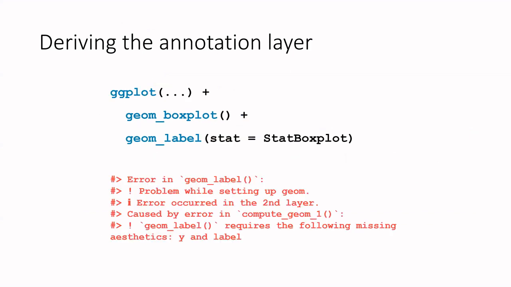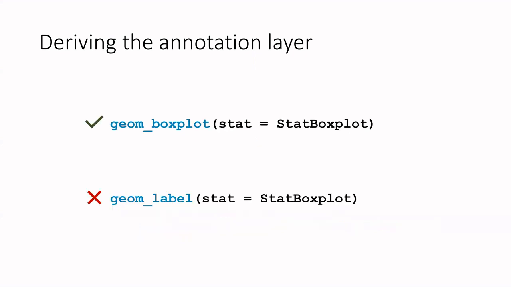Unfortunately, this actually doesn't work in practice because the box plot stat isn't compatible with the label geom. It turns out that it's only compatible with the box plot geom, whatever that means. So geom box plot with stat box plot makes a good layer, but geom label with stat box plot makes a bad layer. And from the user's point of view, this is a bit of a black box.